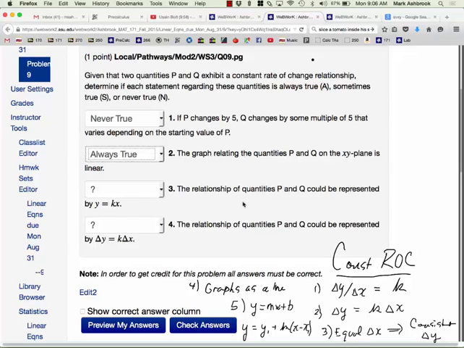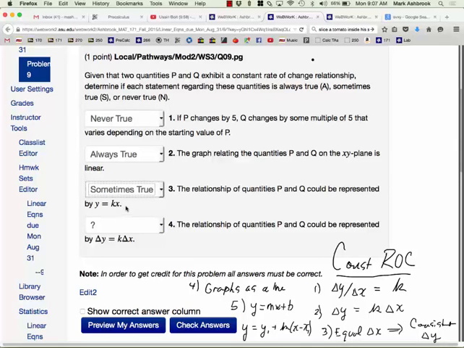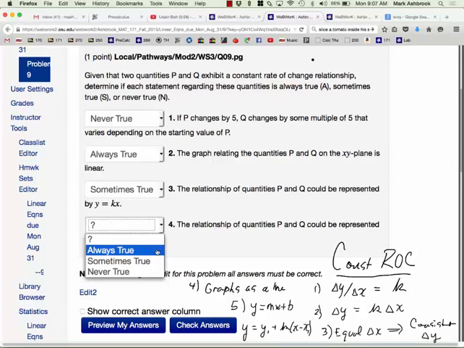The relationship of P and Q could be represented by y equals kx. Sometimes. When? If what? So we could represent it as y equals kx if what was true? If b was 0, right? If b was 0, then we'd have that. So that's sometimes true, when b is 0. If b is not 0, then you can't do this. You'd have to have plus b. The relationship of quantities P and Q could be represented by this. That's constant rate of change, always.